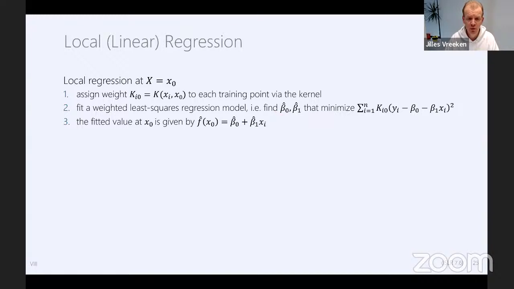We find beta naught and beta 1, and so on and so forth, such that we minimize the sum of squared, almost errors, meaning kernelized errors. It is not the pure distance between yi, the target value, and whatever we fit. No, we kernelize it. The further away the point i is from the query point, the smaller the weight that the kernel will give to it. And if we then look at the squared value of what we get from that, we really don't care.